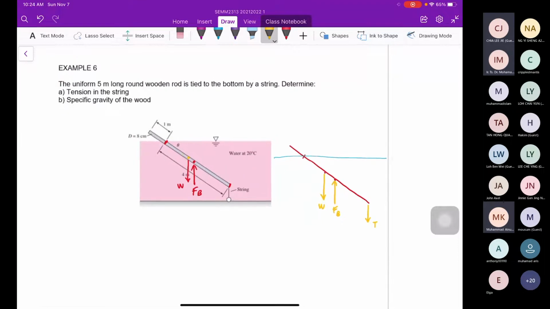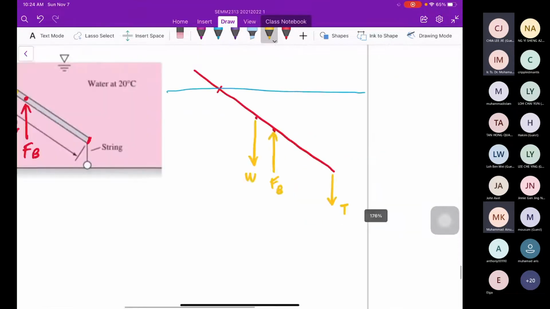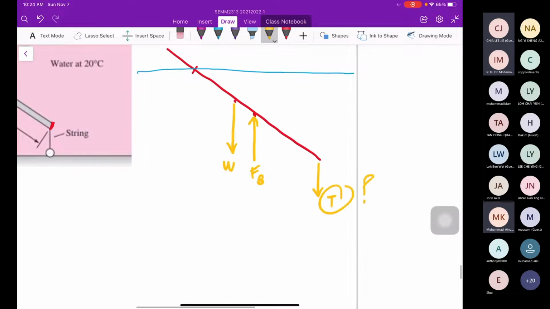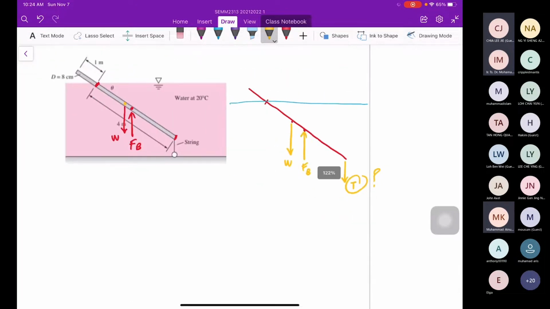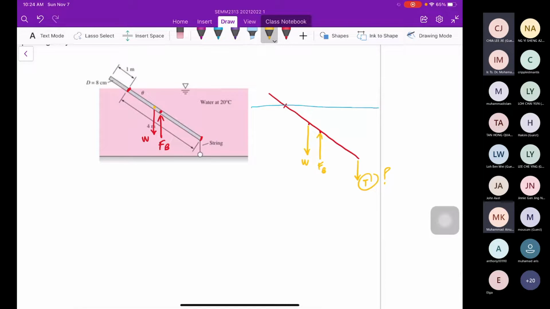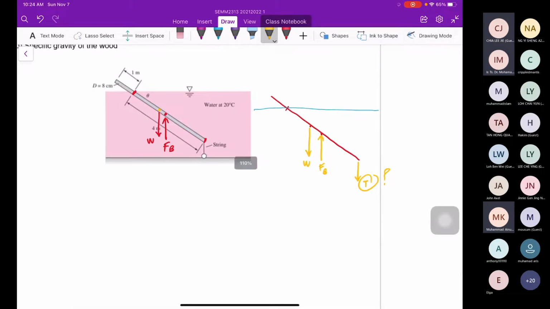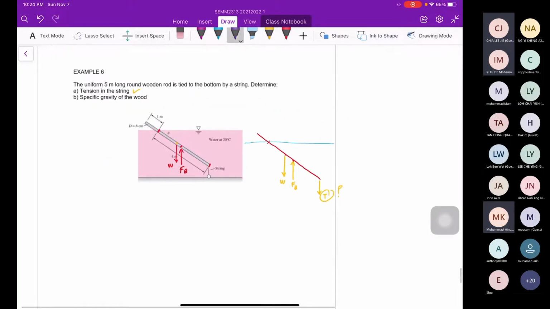Okay, first we need to find the tension. The question one asks tension in the string. We need to find the T. How to get the T? We can use the summation of force in y direction equal to 0. Okay, so the summation of force in y direction equal to 0, upward positive. And then you can try to solve this.